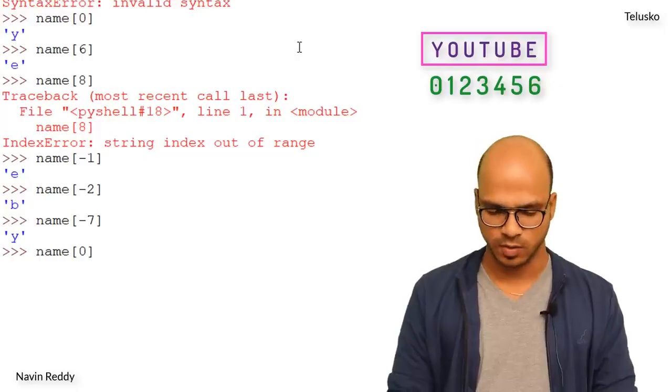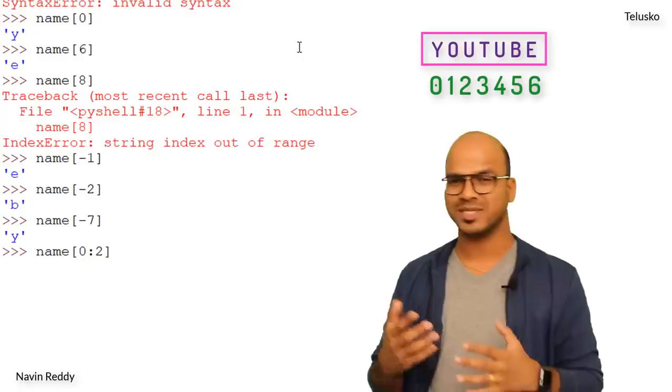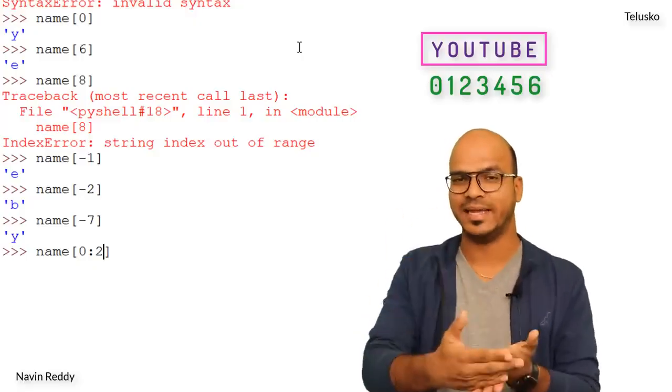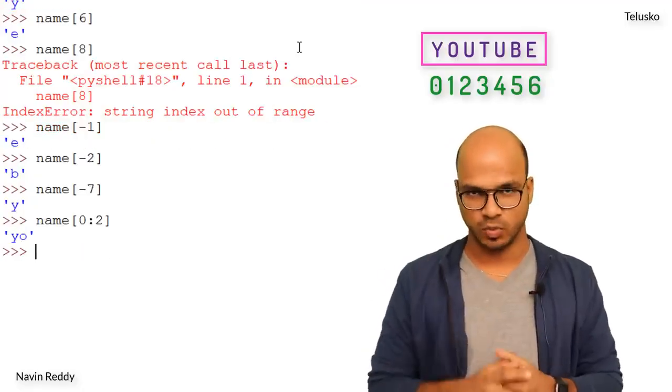Of course, we want to print 0, the first character and the second character, right? That means we will give 2. Now this 2 doesn't mean number of characters, it means the ending. So I want to start with 0 and 1. So first 2 characters. And you can see we got Y0.